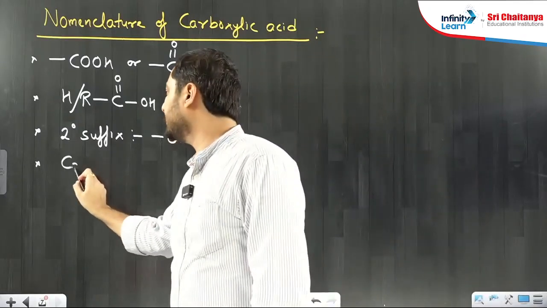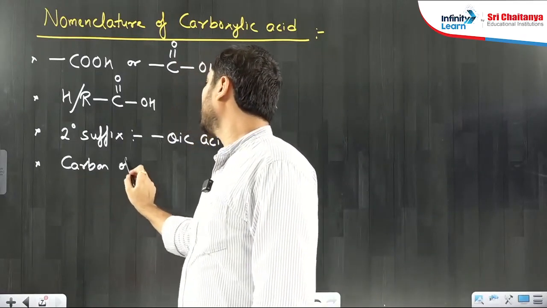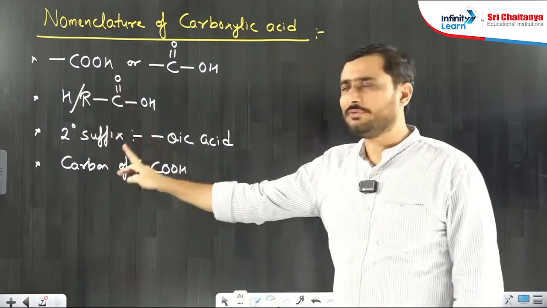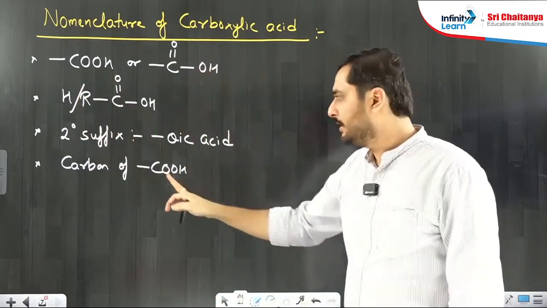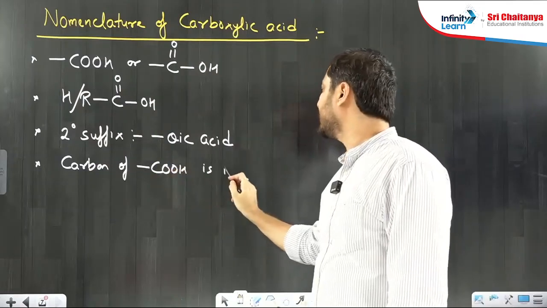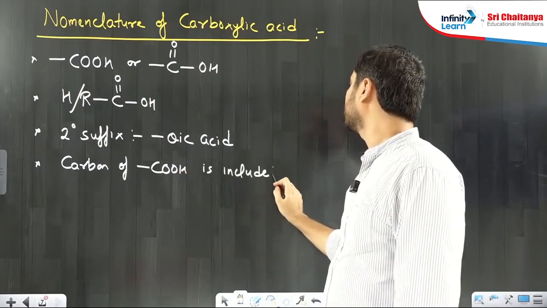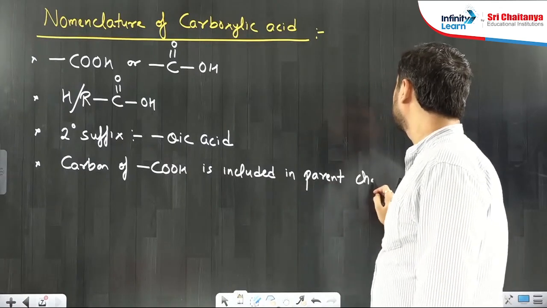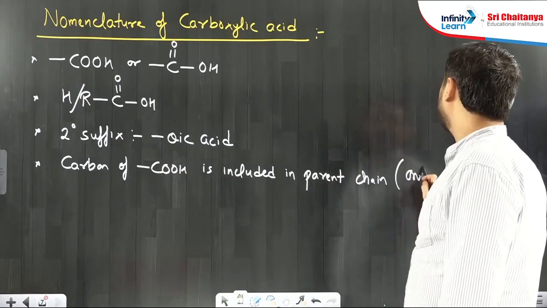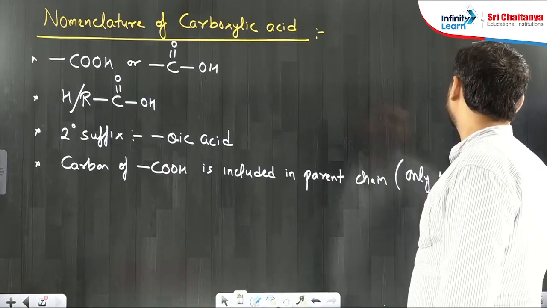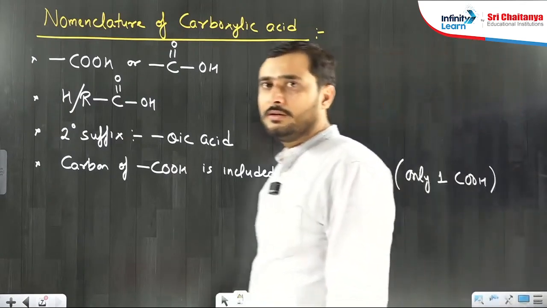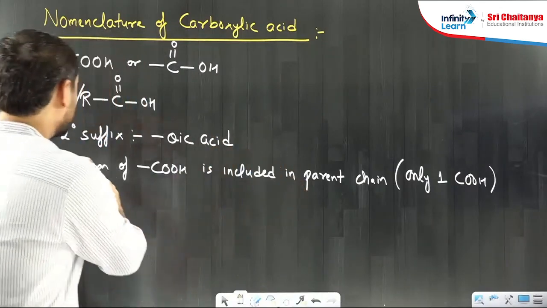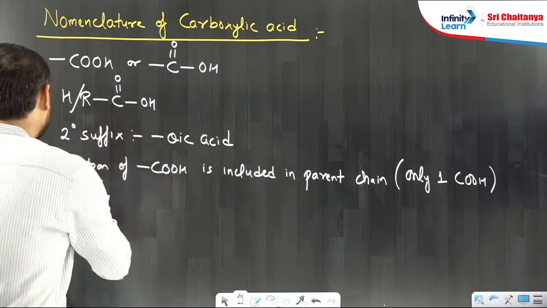So next point, what do we write? The carbon of carboxylic acid, COOH, if only one is present. There will be special cases, but we are writing where only one COOH is present. So the carbon of COOH is included in the parent chain. This is when only one COOH is given. We are first writing only cases for one COOH, only one functional group present. So the carbon of COOH is included in the parent chain.